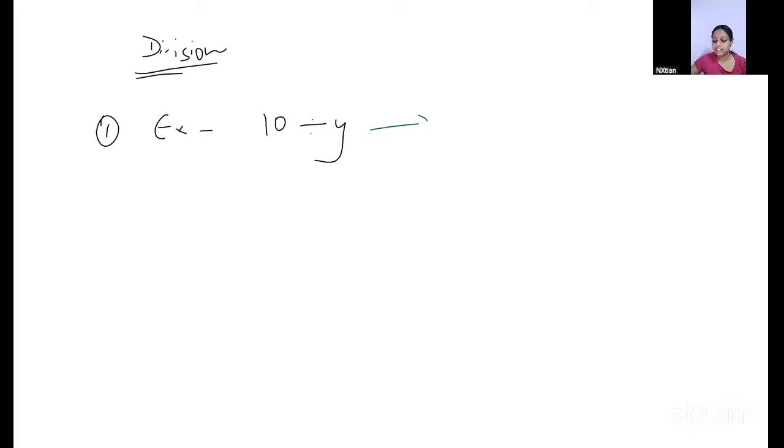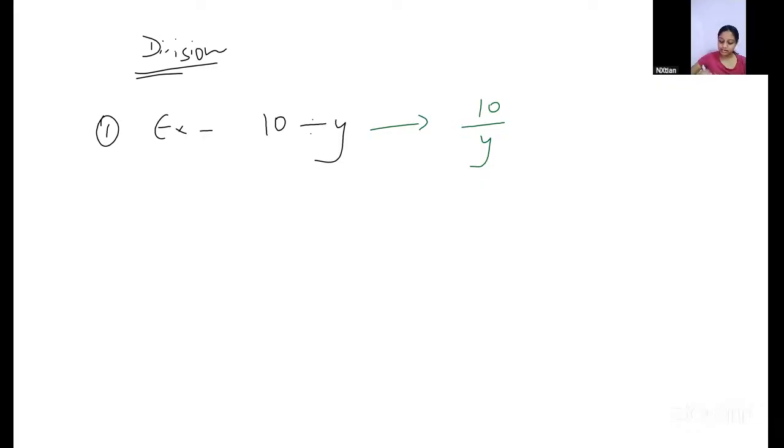Then there comes division. What do we do in division? We divide a number by a variable or a variable by a number. Usually both ways it can go. For example, I have 10 divided by y. It would be written as 10 by y. It just comes in a fraction form.